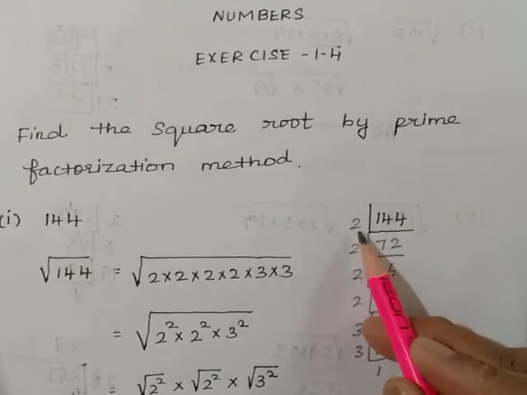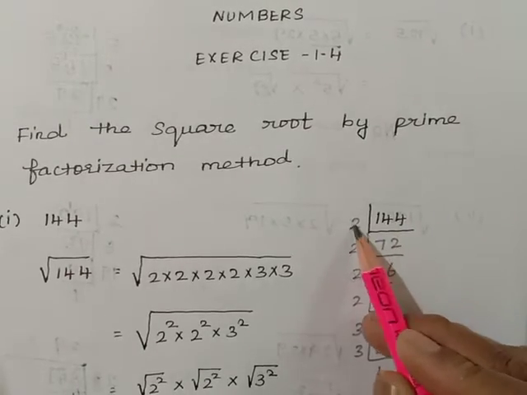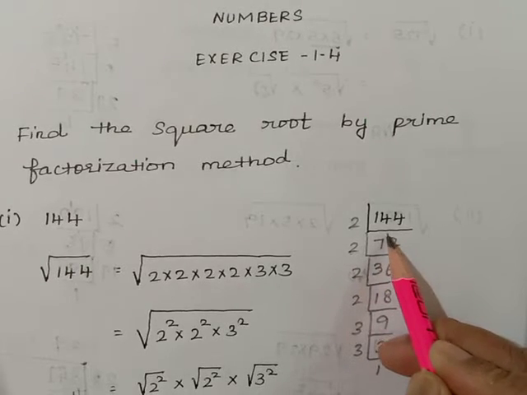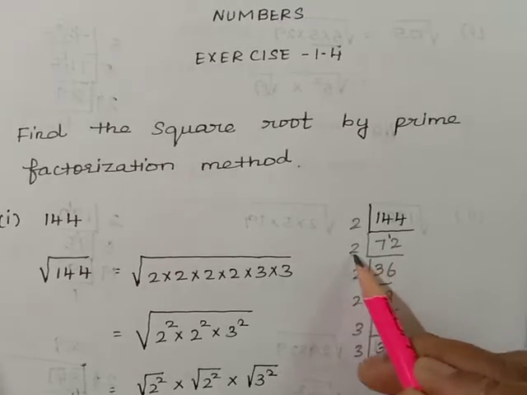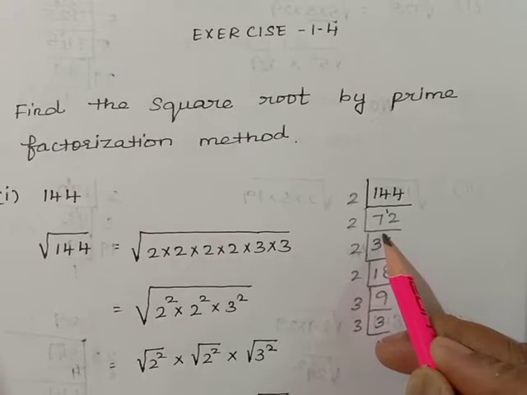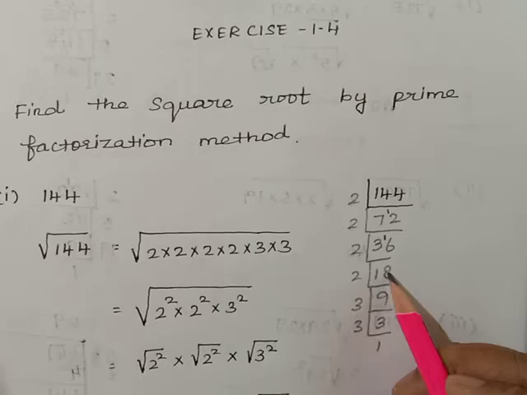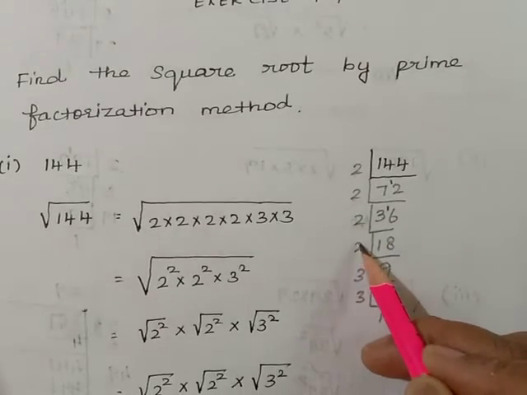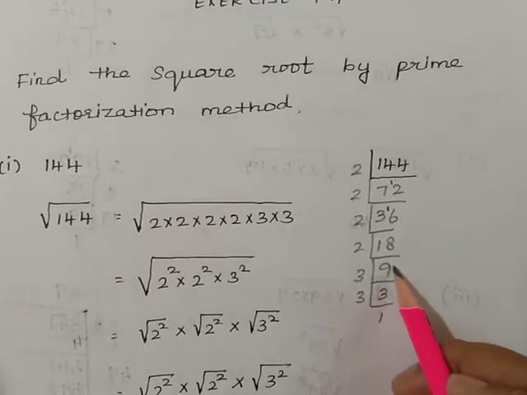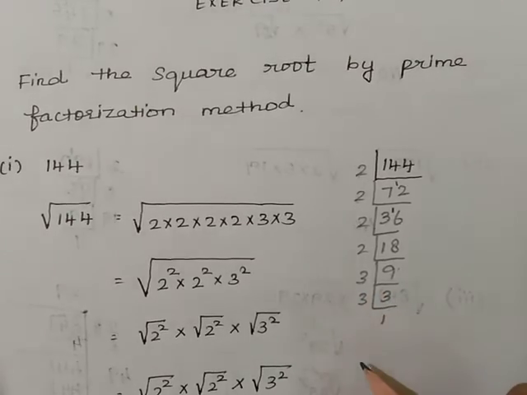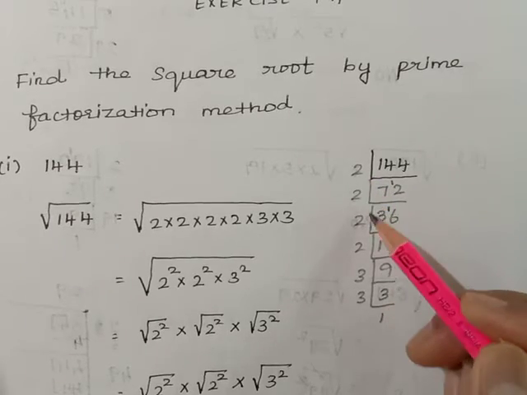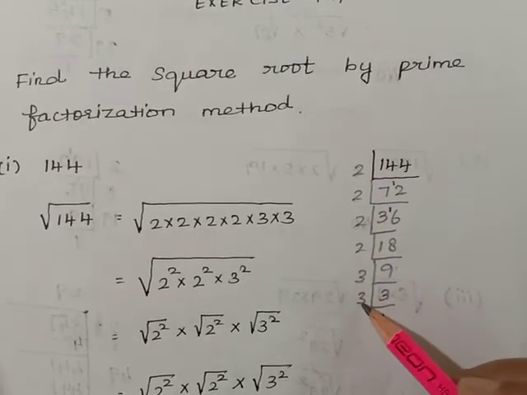144. 7 twos are 14, 2 twos are 4, 3 twos are 6, balance 1, so it becomes 12, 6 twos are 12. Now 1 twos are 2, balance 1 becomes 16, 8 twos are 16. Next by second table 9 twos are 18, third table 3 threes are 9, 1 threes are 3. So 144 can be written as 2 into 2 into 2 into 2 into 3 into 3.